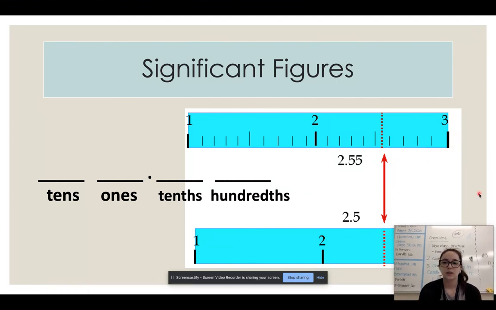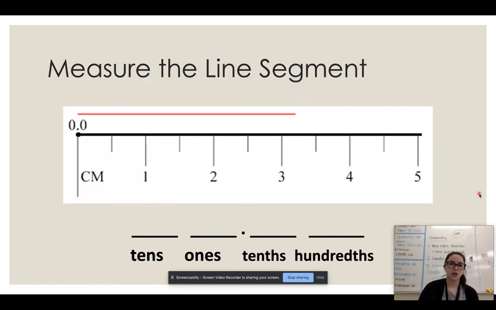Okay. So I want you to measure this line segment for me. Write it down, make your estimate, and then we'll talk about it here in a minute.